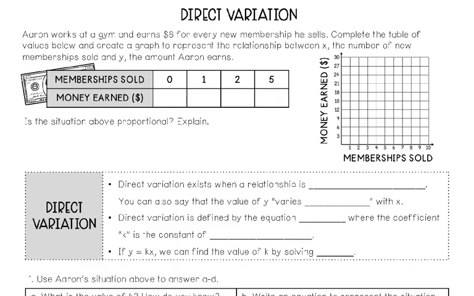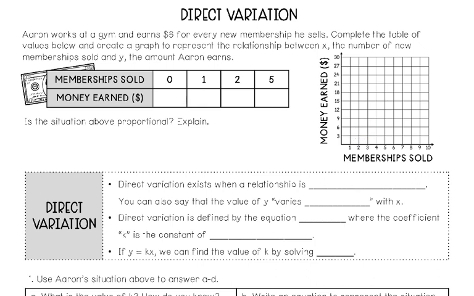Let's start out with a word problem example that's going to lead us into what we're going to talk about with direct variation. This should look like something you've done before. It says Aaron works at a gym and earns $6 for every new membership he sells. We're going to use that rate to fill out this table and then graph those points, and then we can decide if the relationship is proportional.